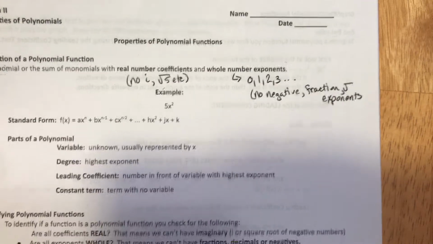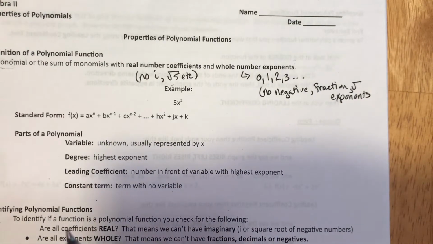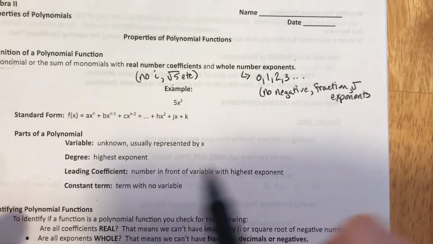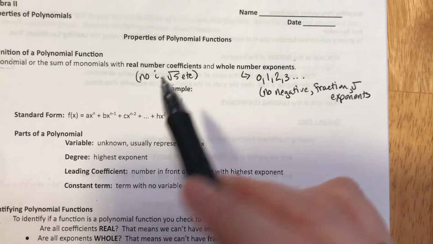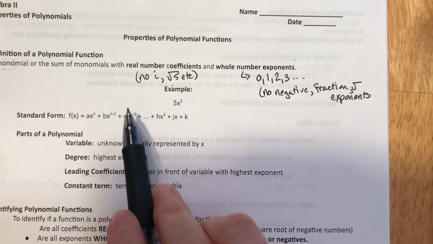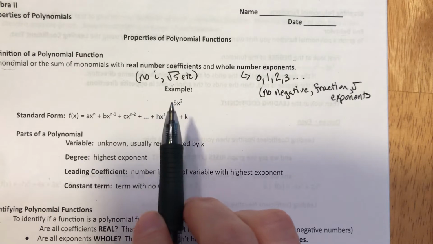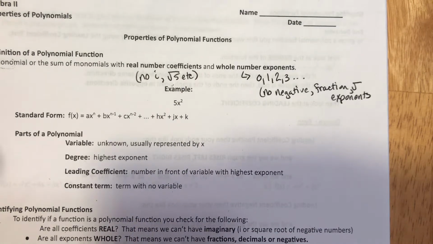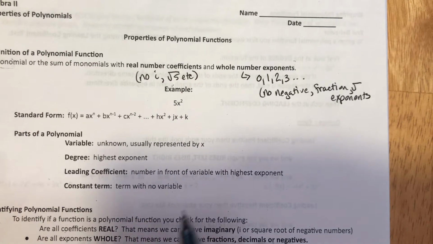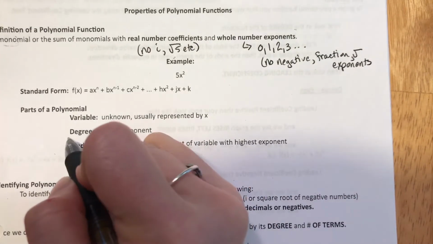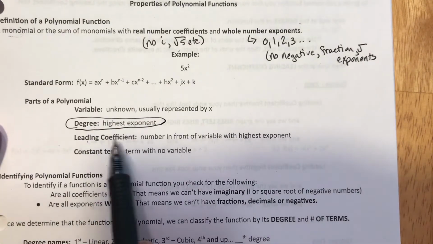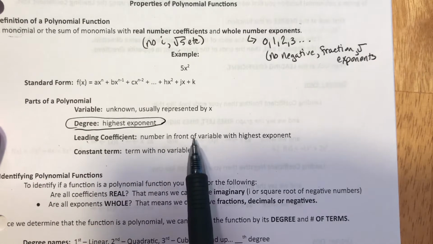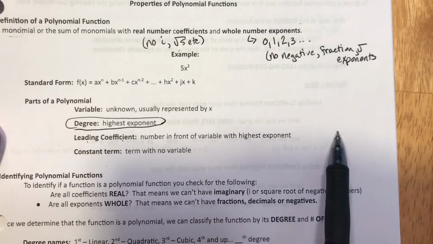All right. Your standard form we've been doing is where the exponents count down. So if x to the 4 is the highest exponent, it's going to be x to the 4, x to the 3, x to the 2, x to the 1, the constant, just the number. If x to the 3 is the highest, it'll go 3, 2, 1, and then the constant. We know that the degree, we've been talking about this a lot, is your highest exponent, and your leading coefficient is the number in front of the variable with the highest exponent.